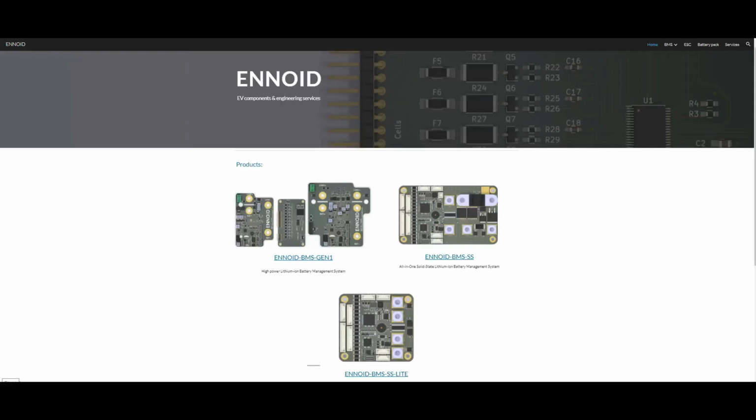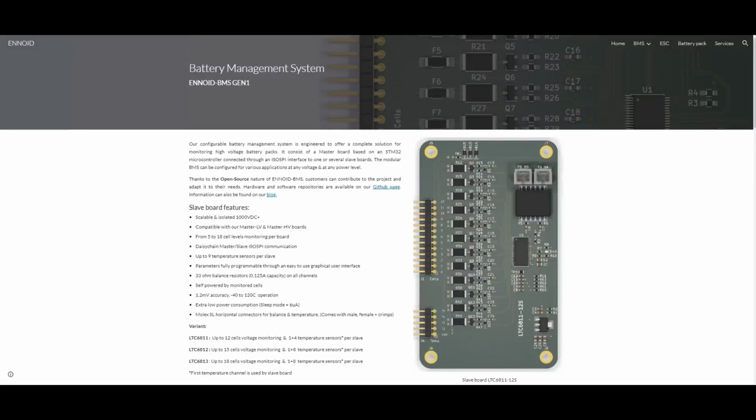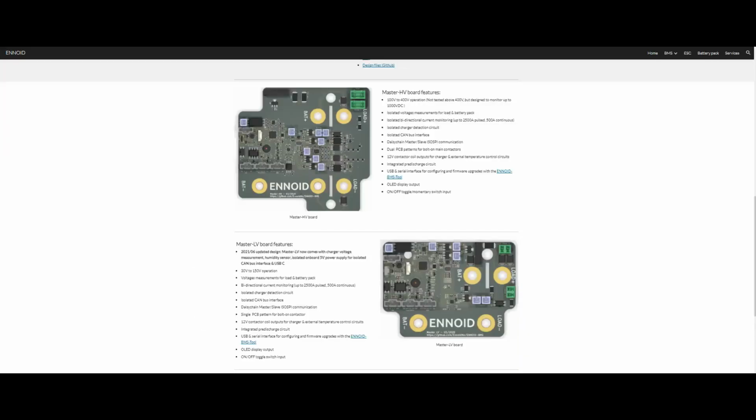My searches eventually led me to the ENNOID BMS system. The owner designer Kevin offers 3 units. The BMS Gen 1 unit is for large battery packs. It consists of a controller board and multiple module boards. The HV model can do 100 to 400 volts, and the LV model can do 30 to 150 volts. The module boards can do 12, 15, or 18 cells in series.